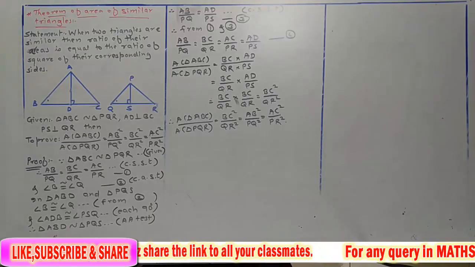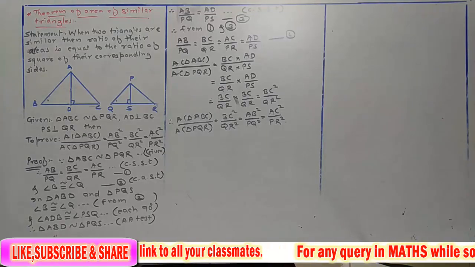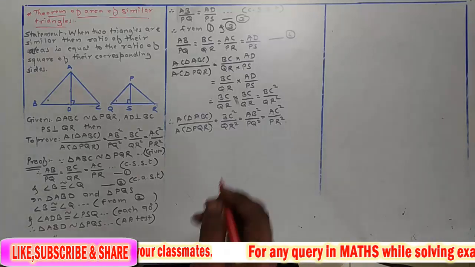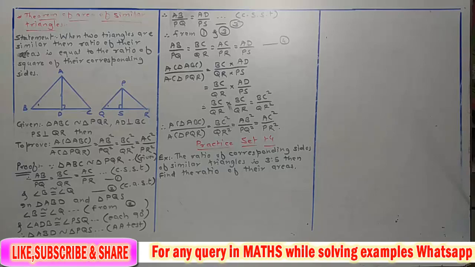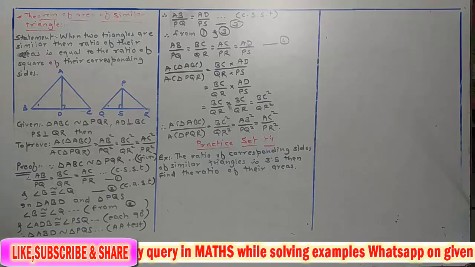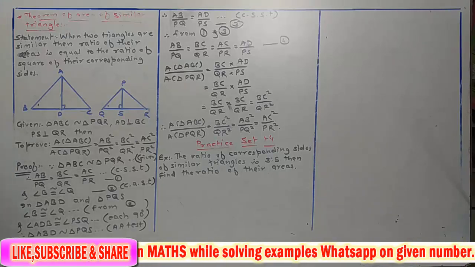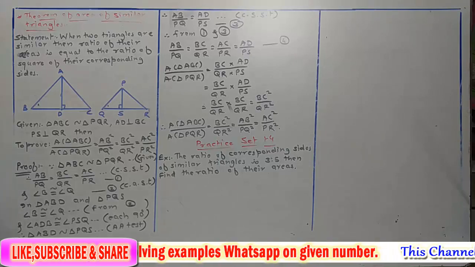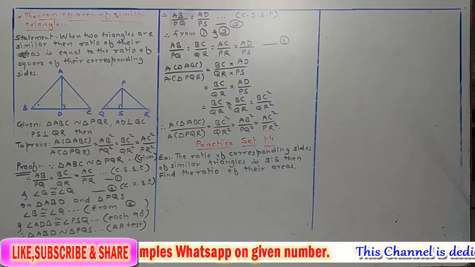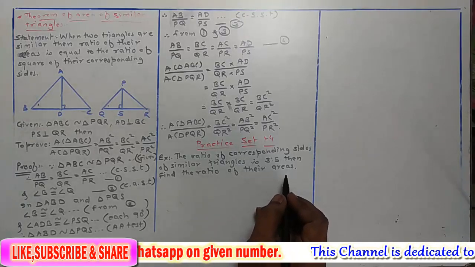Okay, and by using this theorem we have to solve some examples from Practice Set 1.4, the last practice set from this lesson. From Practice Set 1.4, we'll take the first example. The ratio of corresponding sides of two similar triangles is 3:5. Then find the ratio of their areas.